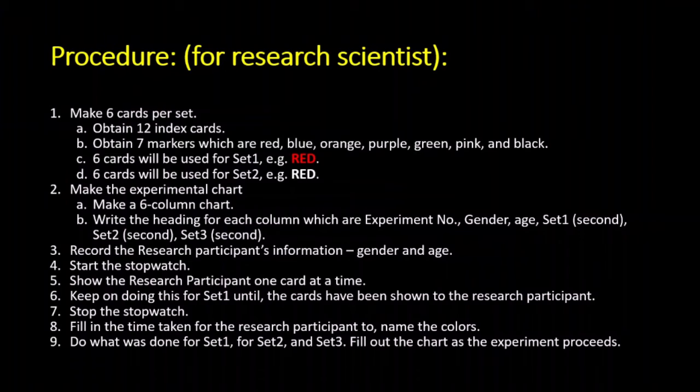Next, make the experimental chart. How would you make it? First, make a 6-column chart. Write the heading for each column, which are experiment number, gender, age, time taken for the test set 1, next time taken for the test set 2, and the same for set 3. Remember, every time will be recorded in seconds.